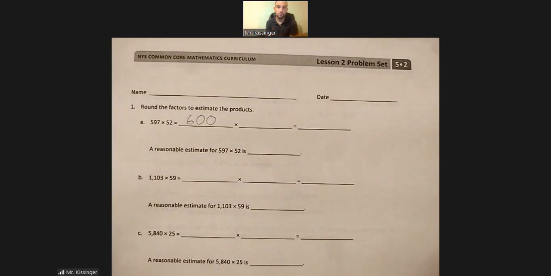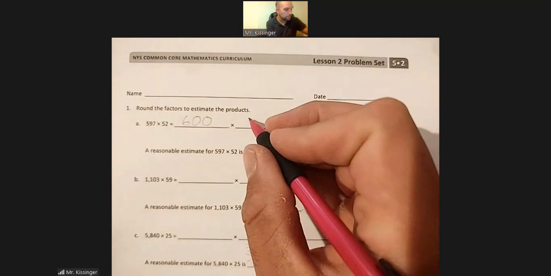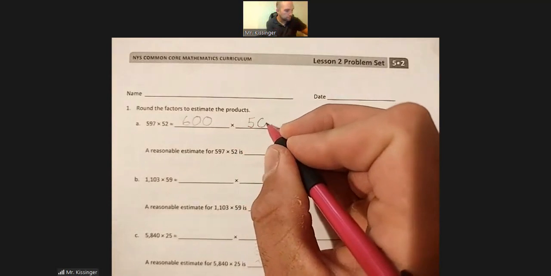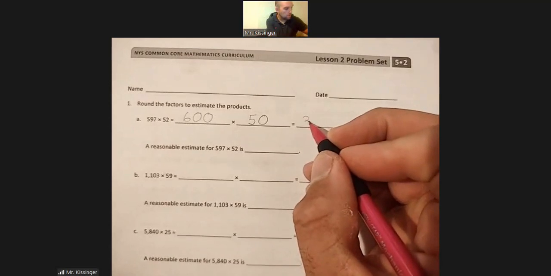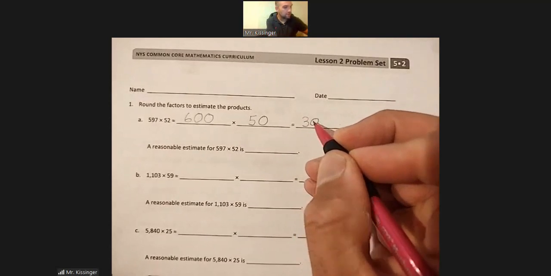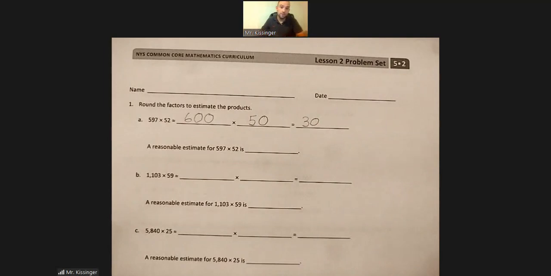And then 52, let's round that to the nearest 10. So we'll round that to 50. Okay, so now we have two numbers that are a little easier to work with. We call those basic facts. Just like we did in the previous lesson, we'll take the 5 and the 6 here, multiply those together, and that gives us 30. But we're not multiplying 5 and 6, we're multiplying 6 hundreds and 5 tens. So we need to add our zeros at the end.